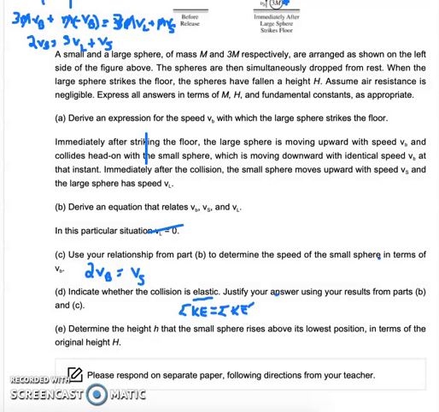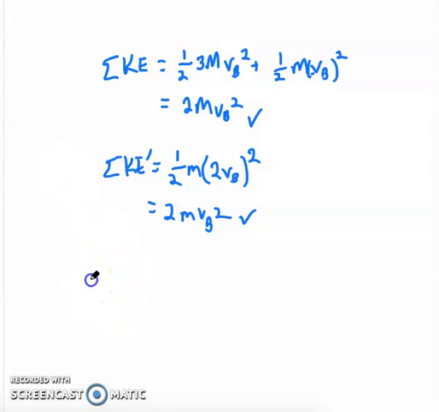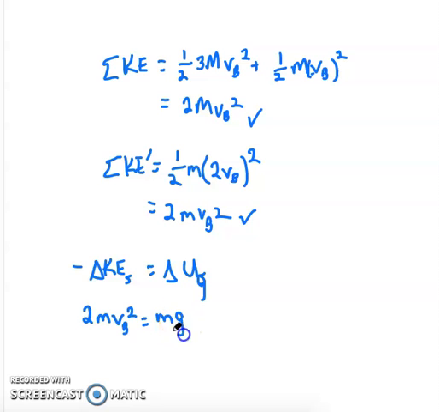Last problem, last part, determine the height that the small ball rises. Okay, so that's really another conservation of energy. We can make the statement that the loss in kinetic energy of the small ball as it rises equals the gain in gravitational potential energy of the small ball. So we take that kinetic energy, which we found, we have it right there. It's going to lose 2 mVB squared, and that's going to go into mgh prime.